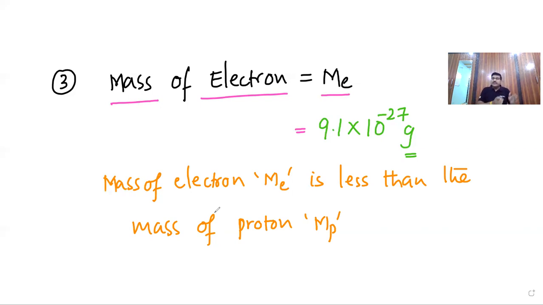That means if we place them in order, mass of electron is the least, and then comes the mass of proton, and mass of proton is less than the mass of neutron. Neutron has a somewhat larger mass, but for practical purposes, we take the mass of proton as equal to the mass of neutron. Clear?